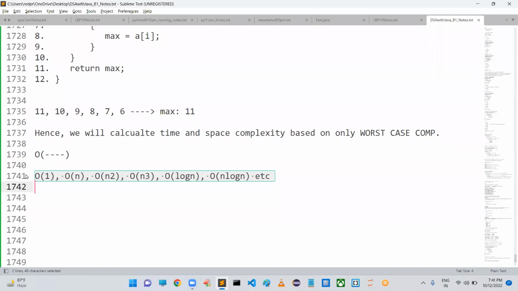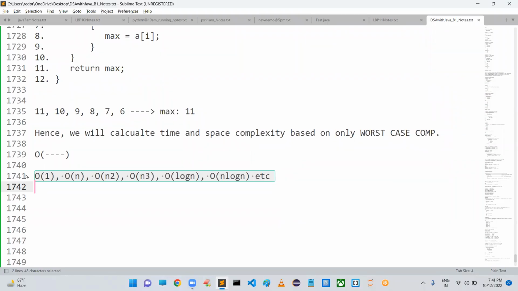So the main agenda of today's session is worst case, best case, and average case, and how you can calculate them. Mainly we are going to focus on worst case. For any algorithm, we have to calculate only the worst case analysis. I hope it is very clear for you.